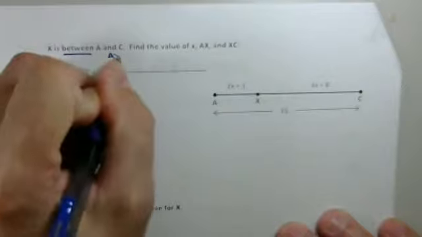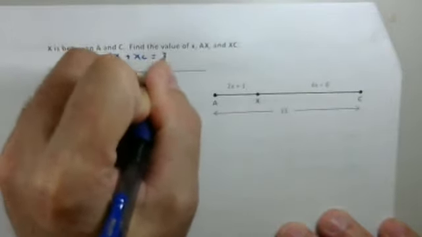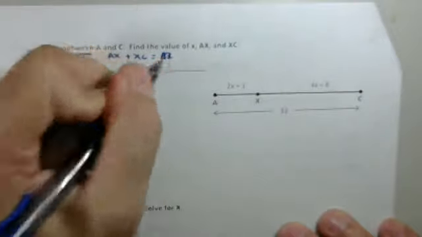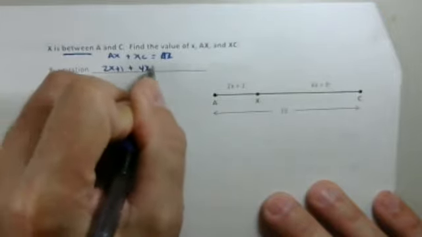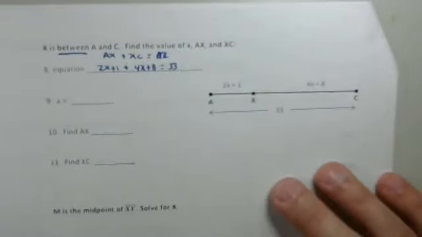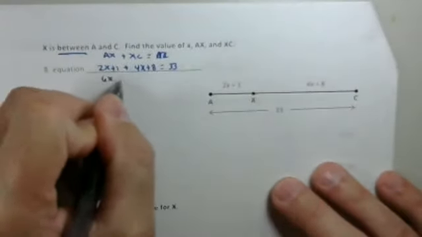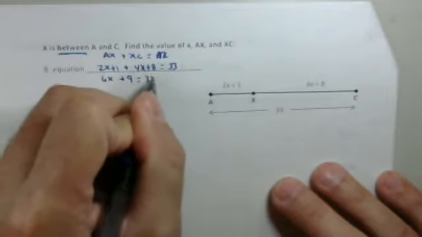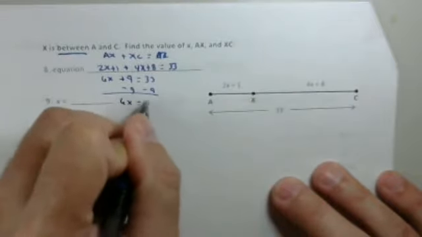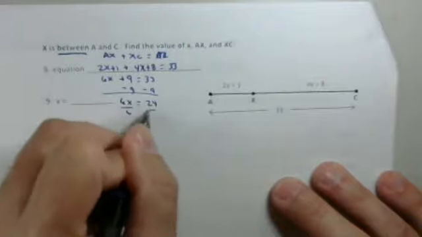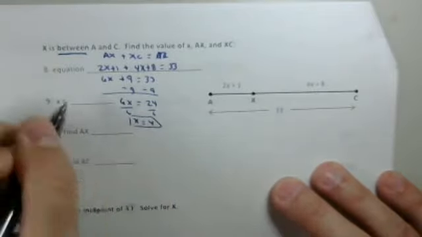Now moving on to numbers 8 and 9, again between, so again same thing. AX plus XC equals AC. So AX is 2x plus 1, XC is 4x plus 8, and that equals AC, which is 33. So again, just substituting in the values. Again, collecting like terms gives us 6x plus 9 equals 33. Subtract 9 from both sides. 6x equals 24. Divide by 6, and x equals 4.